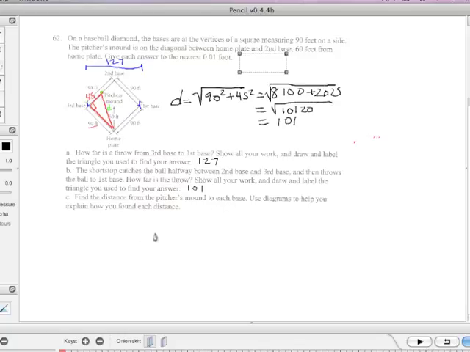Okay, so let's draw some. We already have some of it. Okay, so if 127 is the distance from third to first, it's 127 from home plate to second base. And so what's half the distance? Half the distance would be 63.5.